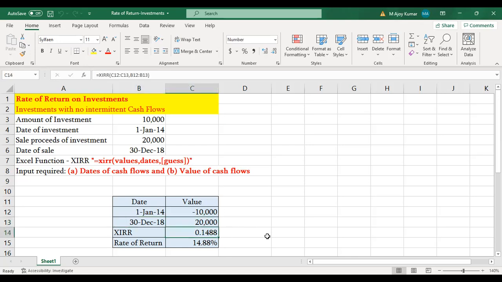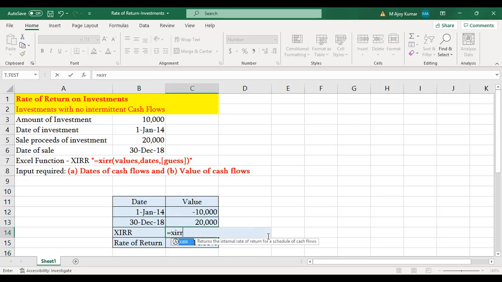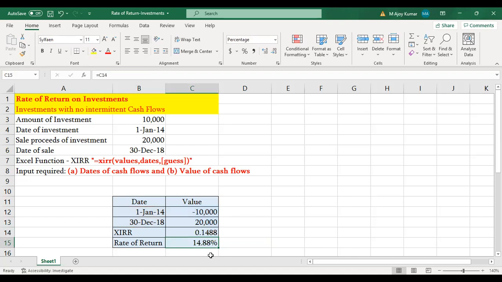Now, I'm going to show you how to use this XIRR function. Let me put it here again: equal to XIRR, bracket open. It will ask me for values. So I select the range where the values are given, comma. It will ask me for dates. I select the range with the dates, bracket close, enter. So you can see that it is 0.1488. Converted to percentage, it becomes 14.88%.